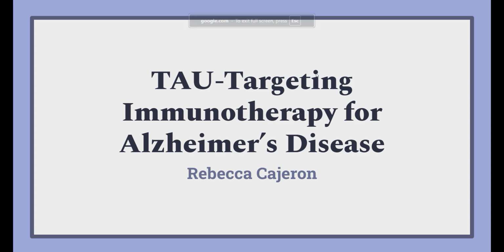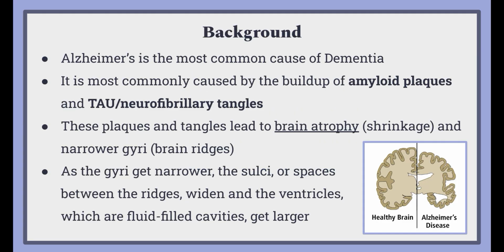TAU targeting immunotherapy for Alzheimer's disease. Background. Alzheimer's is the most common cause of dementia. It causes around 60% of dementia cases. It is most commonly caused by the buildup of amyloid plaques and TAU or neurofibrillary tangles.